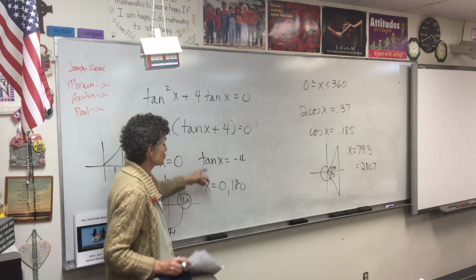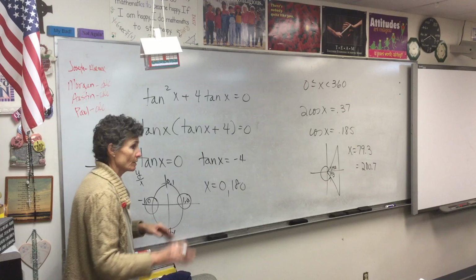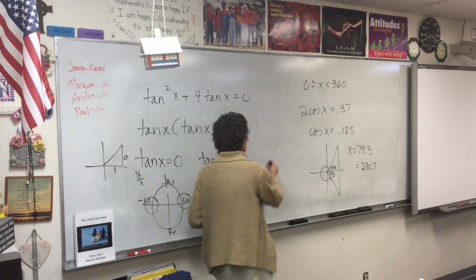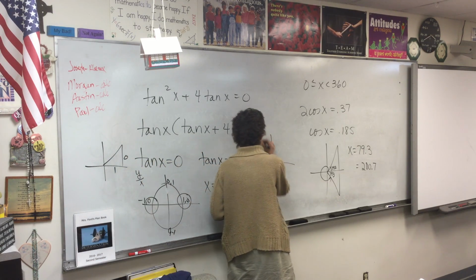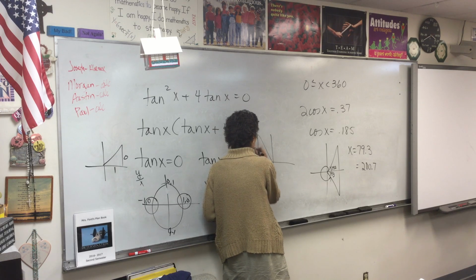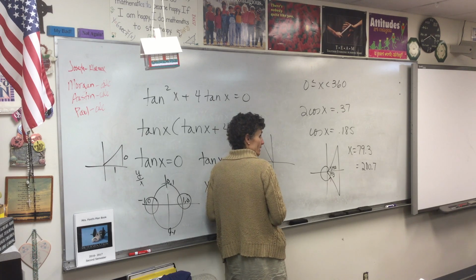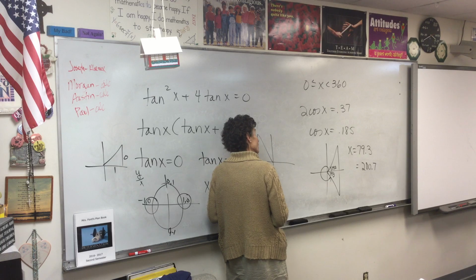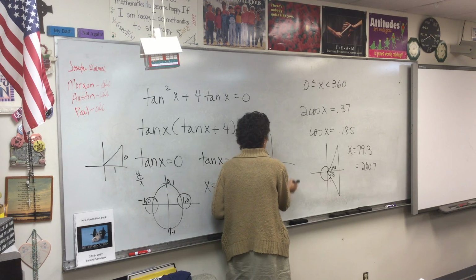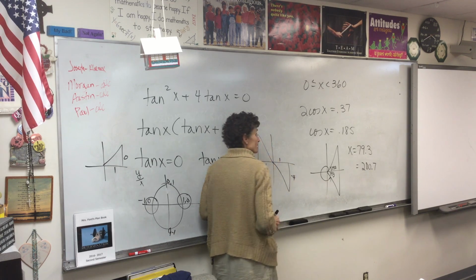Now, where does the tangent equal -4? Tangent would be negative in quadrant 2, right? Because it would look like this. Where else? Quadrant 4, because it would look like this, right?